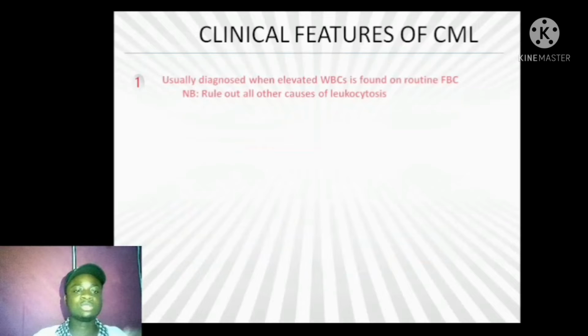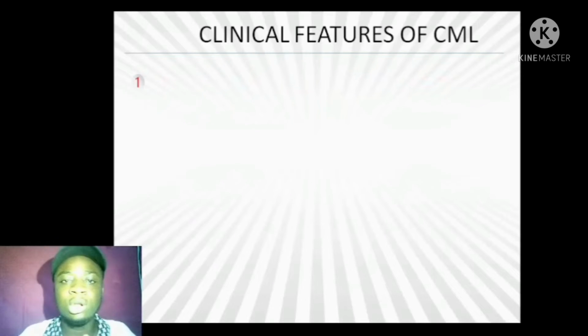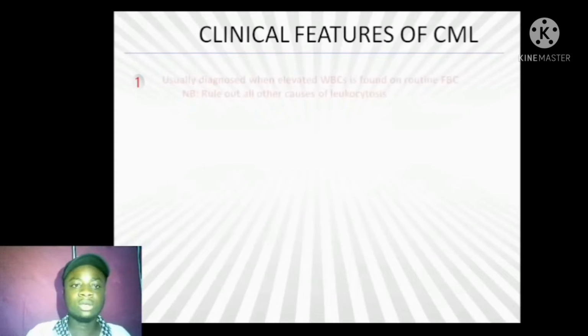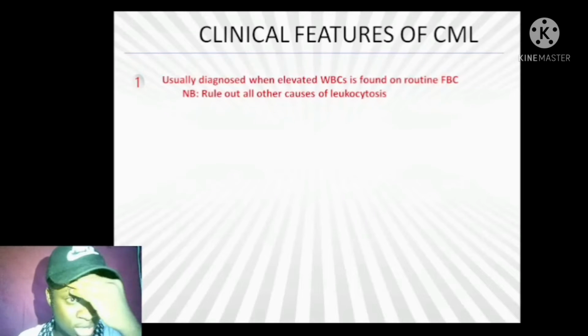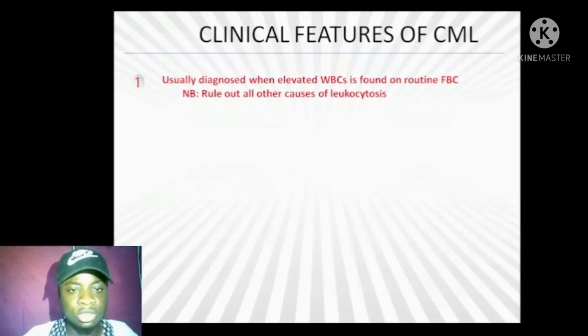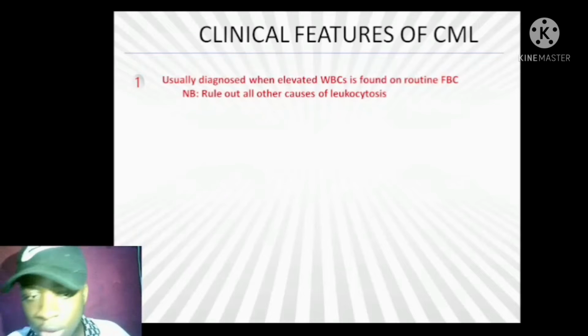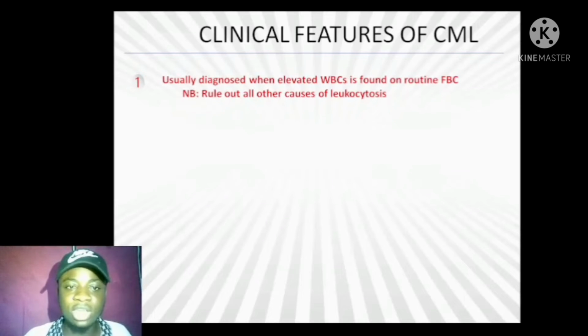Very important. So what are some of the clinical features of someone with chronic myeloid leukemia? One common clinical feature is leukocytosis. It is usually diagnosed when there is elevated WBC.